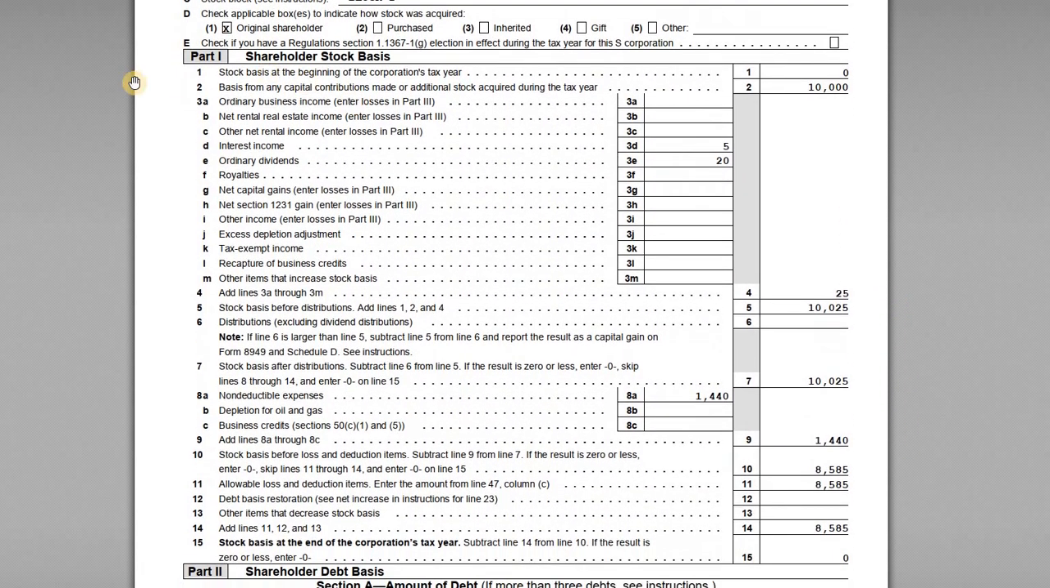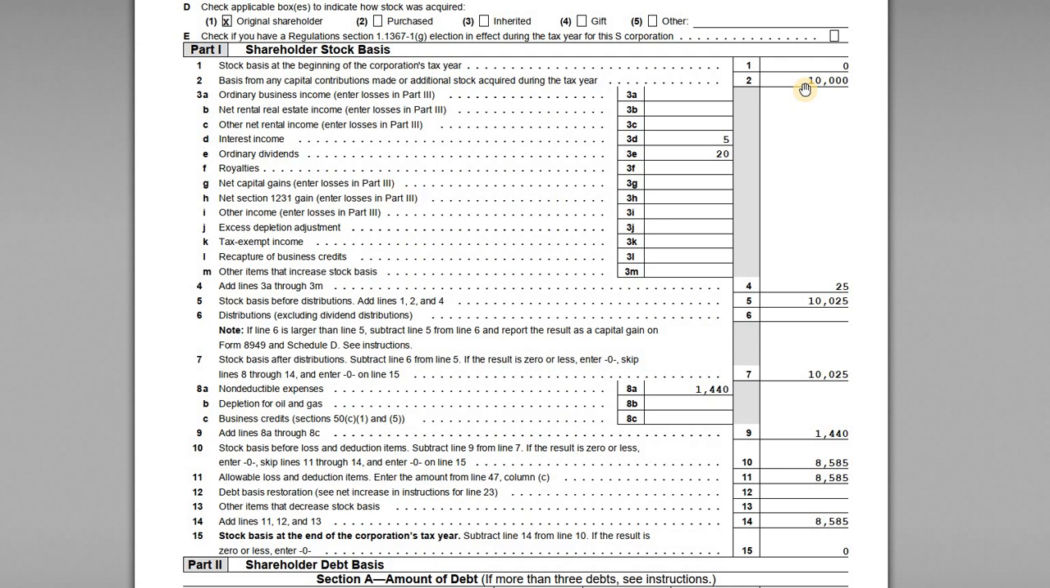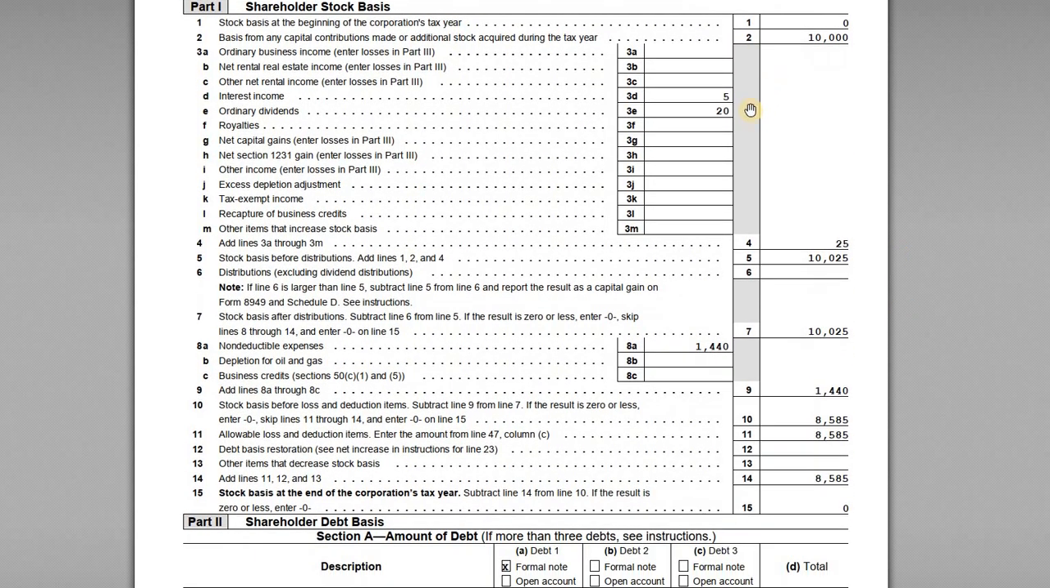Very important to remember. Now, in Part 1, the stock basis reconciliation. Again, this looks very familiar to what we saw in the other worksheet, right? We have the basis at the beginning of the year, 0, the capital contributions, allocations of income, right? The positive amounts of income. So we have 5 and 20 there.